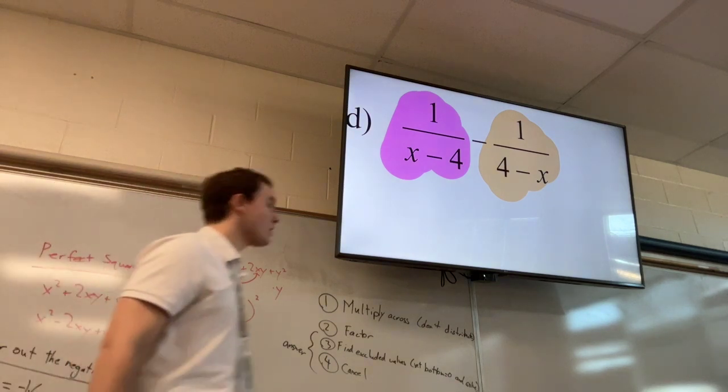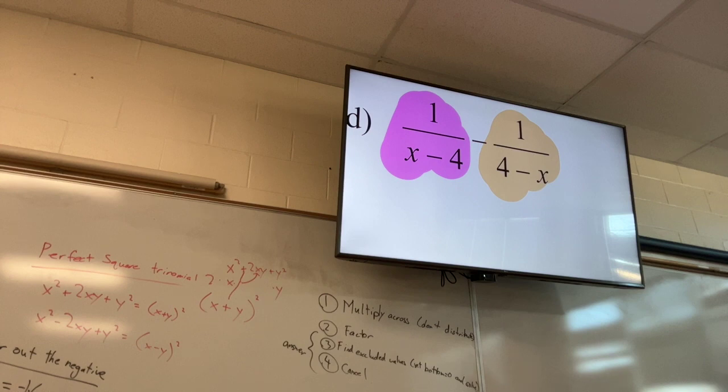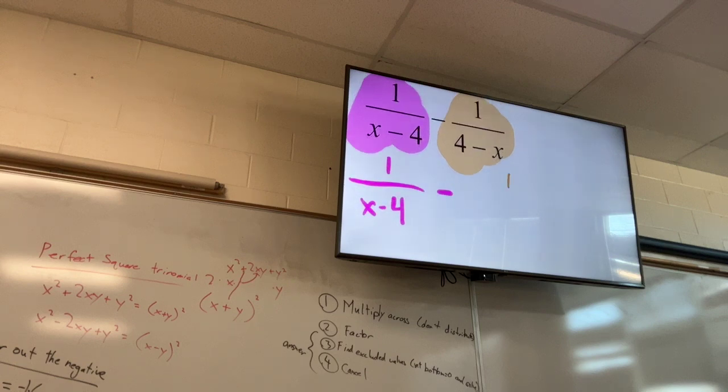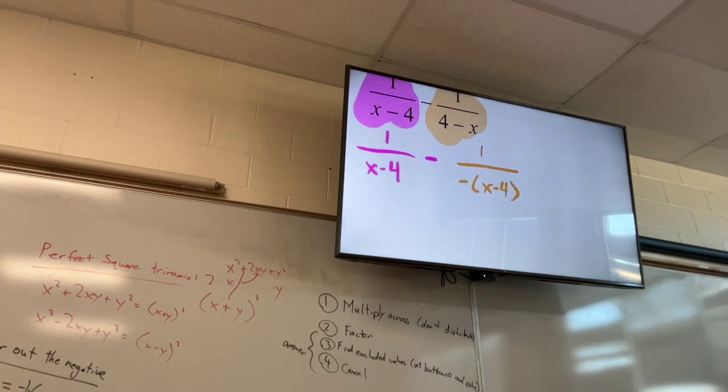So what we can do here, I'm just going to copy down the pink fraction. And then it's going to be a minus 1 over negative x minus 4. You see that? So now they have the same denominator. This just becomes 1 over x minus 4 minus negative 1 over x minus 4. Minus a negative is just the same as plus a positive.